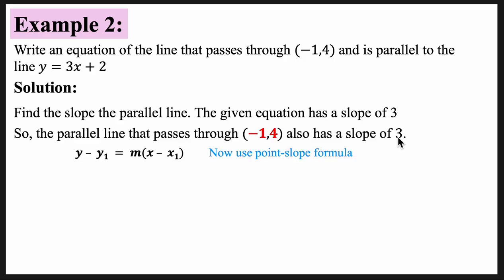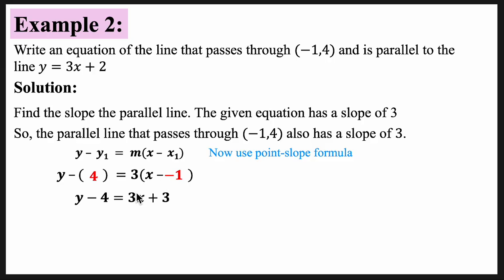Use the point slope formula. Slope is going to be 3. x1, right, my x value here is negative 1. And then y1 is going to be 4. Now in this case, we have y minus 4 is equal to, again, a minus and a negative face each other, so that turns into a plus.